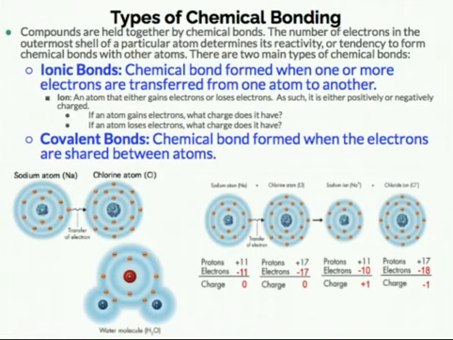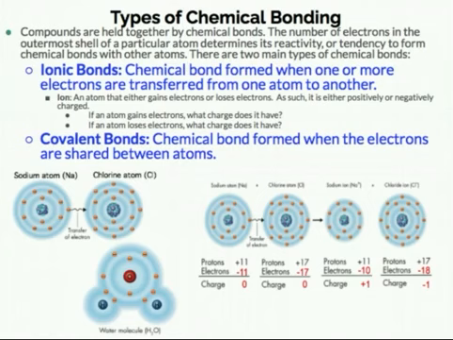So, compounds are held together by chemical bonds. The number of electrons in the outermost shell of a particular atom determines its reactivity or tendency to form chemical bonds with other atoms. There are two main types of chemical bonds. Those are ionic and covalent. Ionic bonds are chemical bonds formed when one or more electrons are transferred from one atom to another. An ion is an atom that either gains electrons or loses electrons, so it is either positively or negatively charged.